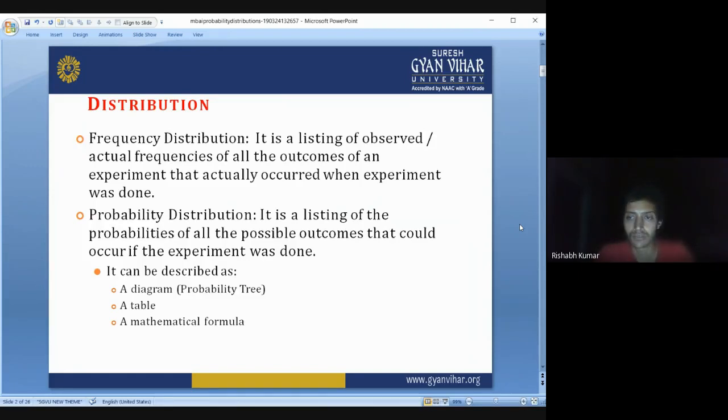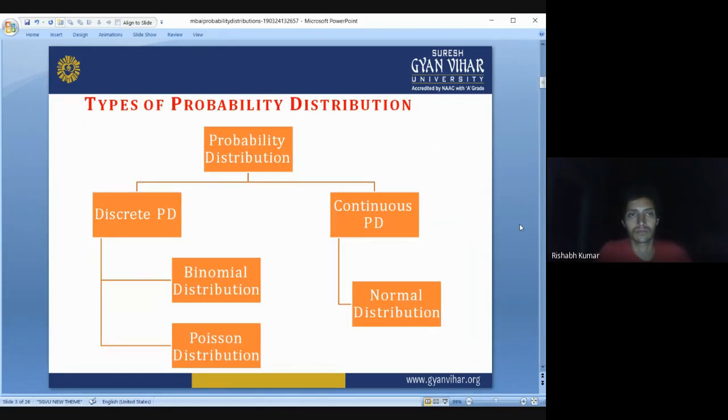Your probability distribution can be described as a diagram, that is the probability tree, a table, or a mathematical formula. So there are different types of probability distribution. One is discrete probability distribution, another one is your continuous probability distribution. Then discrete probability distribution is further divided into binomial distribution and Poisson distribution. These are the subtypes of discrete probability distribution, whereas normal distribution is the example of your continuous probability distribution. We have many times heard and read about normal distribution, but today we are going to also discuss binomial and Poisson distribution.